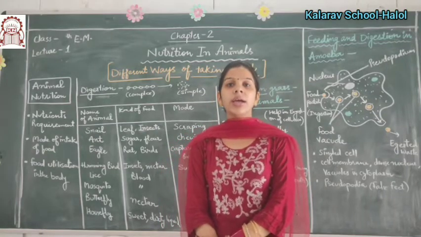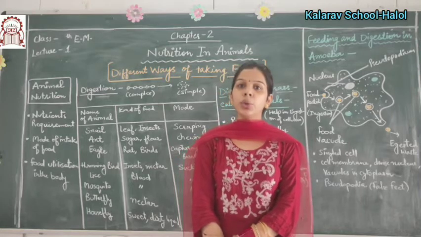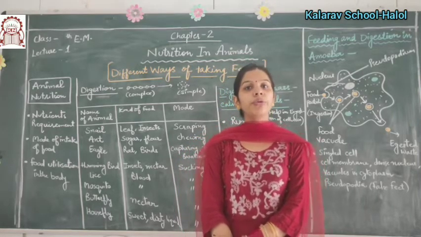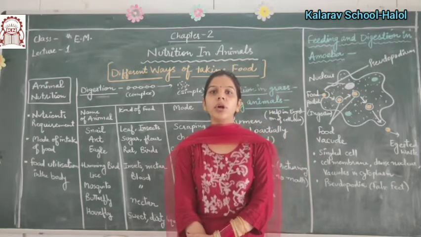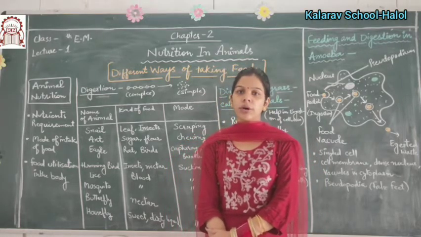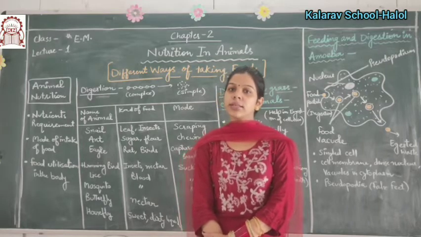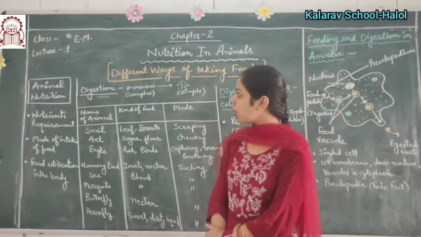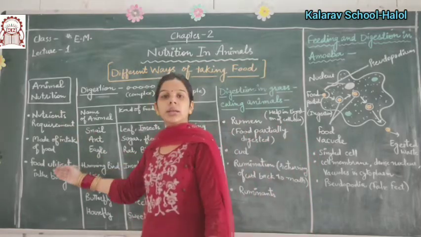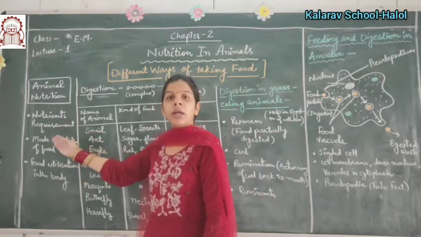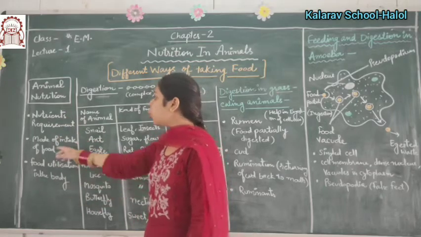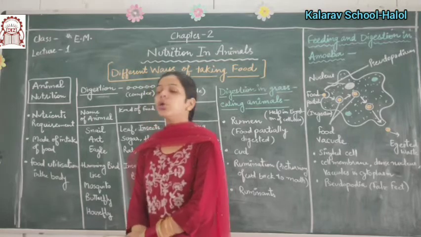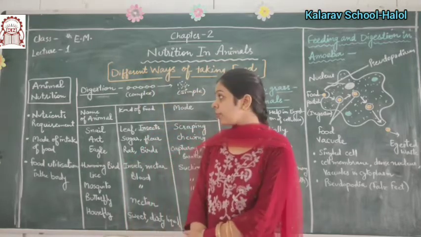I will teach class 7th chapter 2, nutrition in animals. As we know, food is very important for the growth and maintenance of animals as well as human beings. So nutrition in animals involves mainly three components. Number one, nutrient requirement. Number two, mode of intake of food. Number three, food utilization in the body.